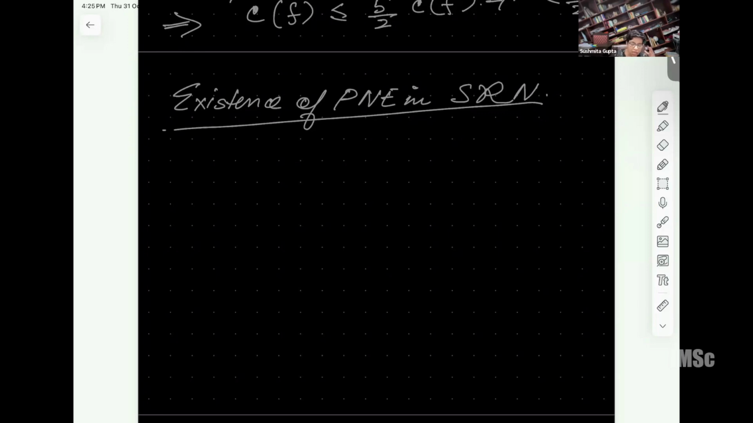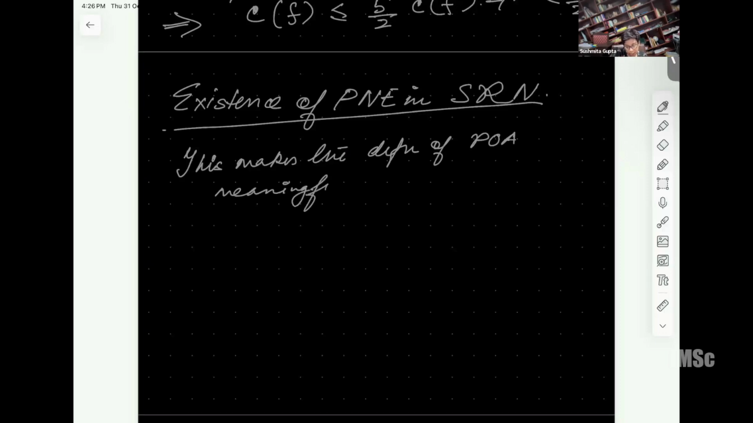Okay. Fine. So the proof of why there exists a pure strategy Nash equilibrium. Now we said existence of pure strategy Nash equilibrium in this setting makes the definition of POA meaningful.